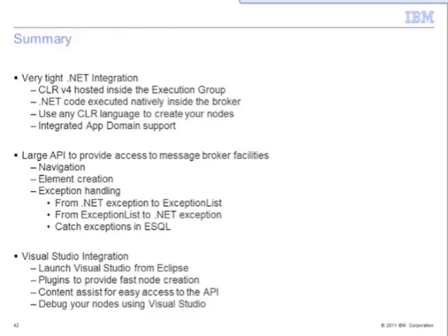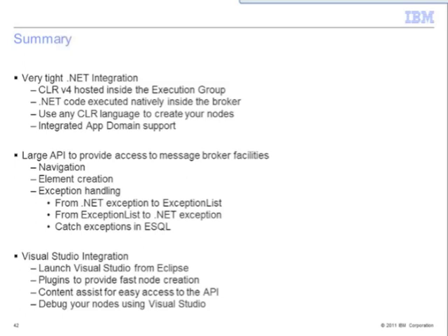So in summary, I've shown that Message Broker version 8 has very tight .NET integration. It hosts the version 4 CLR directly inside the execution group that allows the .NET code to be executed natively inside the broker, so that the code that's executing is literally right next to the Message Broker tree. There's no big hops required between the .NET code and the actual Message Broker code. There's very, very tight integration there at the lowest possible level.